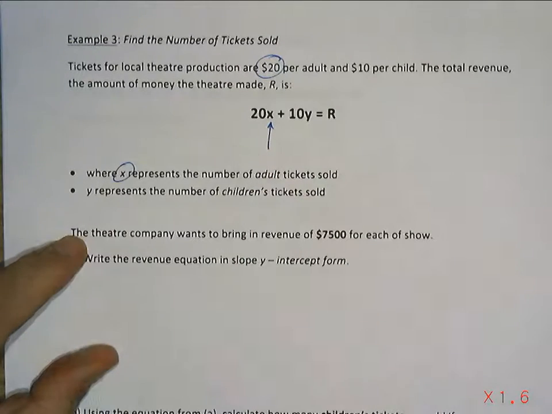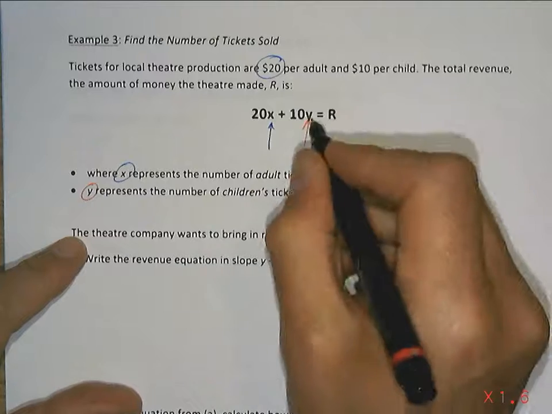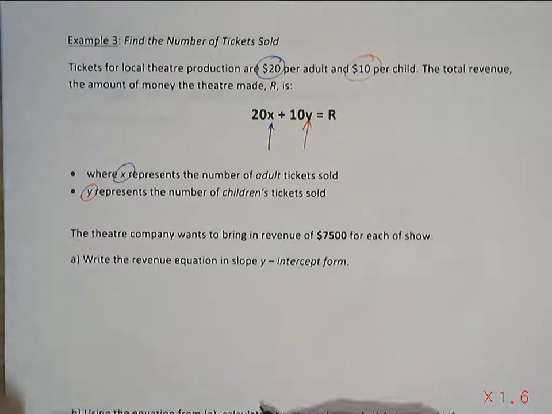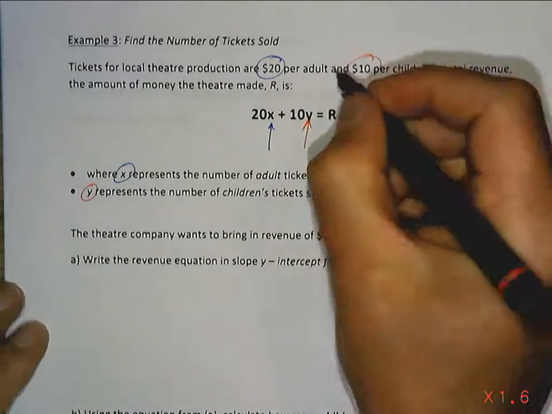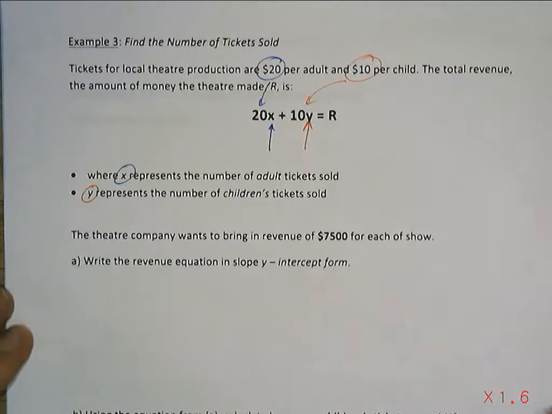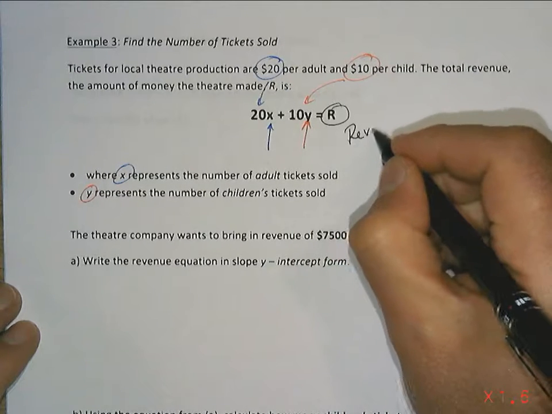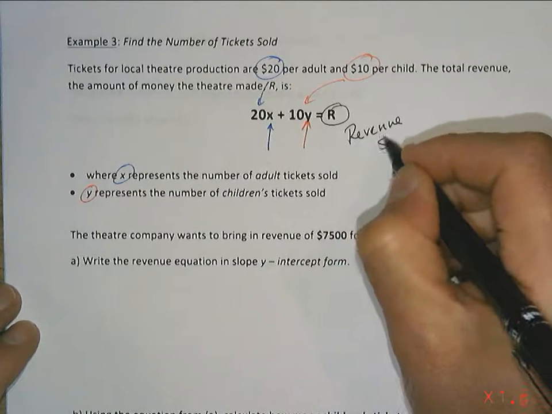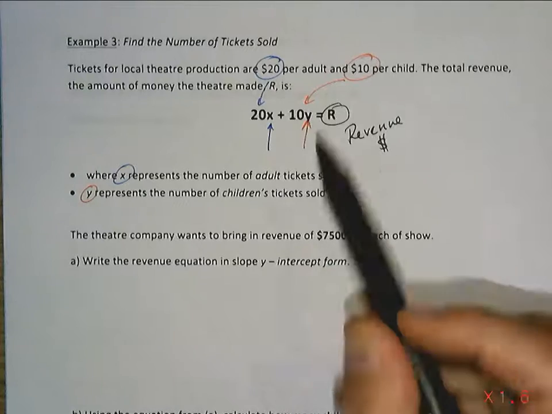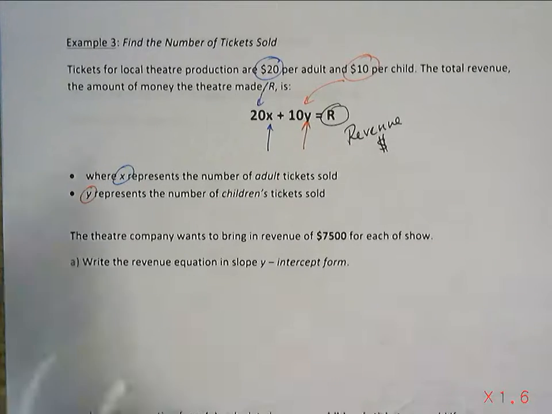So Y is the number of children's tickets. Each children's ticket is $10 each. So that's where these numbers come from. And what that gives us is a revenue. And that revenue is all the money collected. And the money collected either comes from adult tickets or children's tickets. That's the revenue coming in for this production.